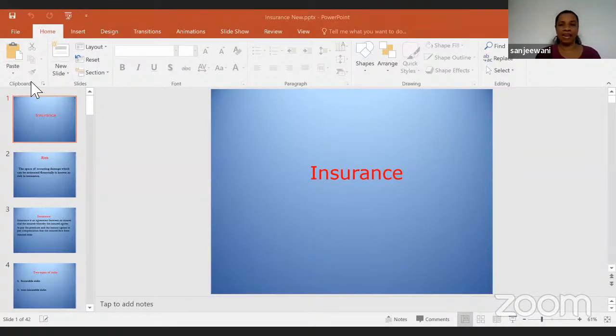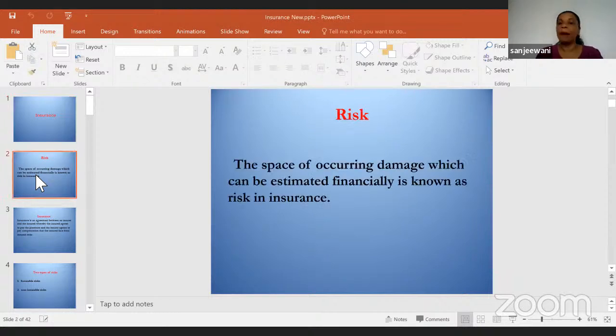All right, children, we'll start from the beginning because of the power failure. So we'll start insurance from the beginning. There was a disconnection because of the power failure. I told you insurance originated in Italy. The main topic that we discussed under insurance is the risk. What is risk? The chance of occurring damage which can be estimated financially.